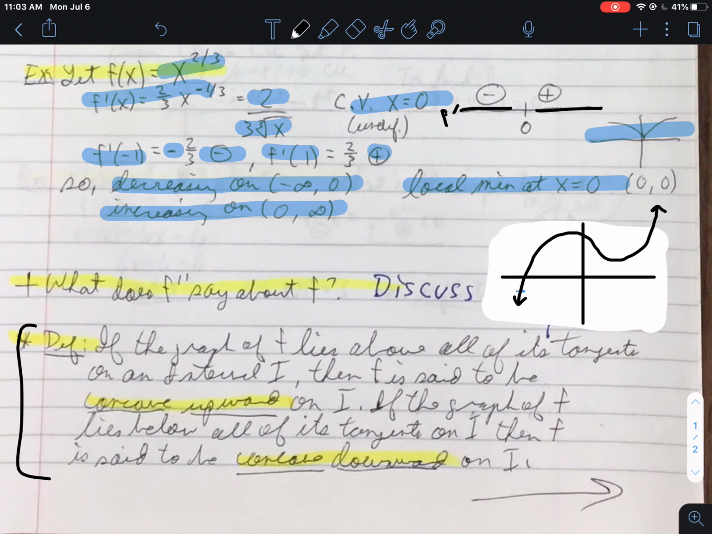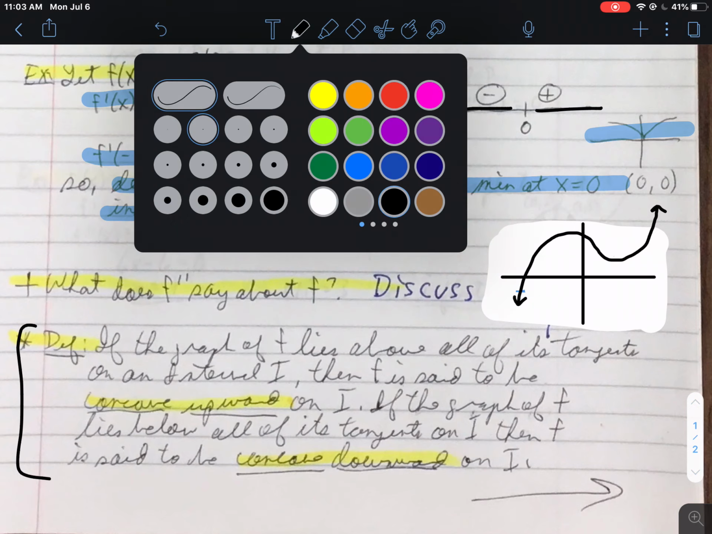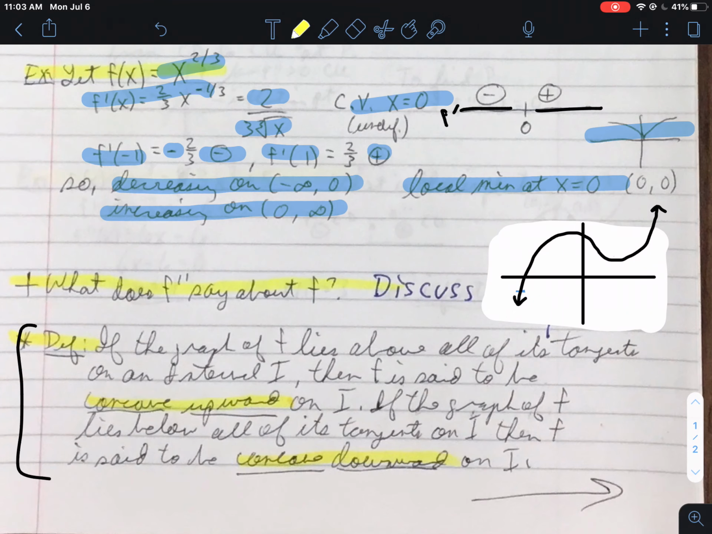Let me try this. I'm going to use maybe some different colors here. What about the yellow? If you look at the first part of this graph that I have on the right, for this part of the graph, what's happening to the values of the slope of the curve? It's positive slope because it's increasing. But notice that the values for the slope itself are getting smaller.